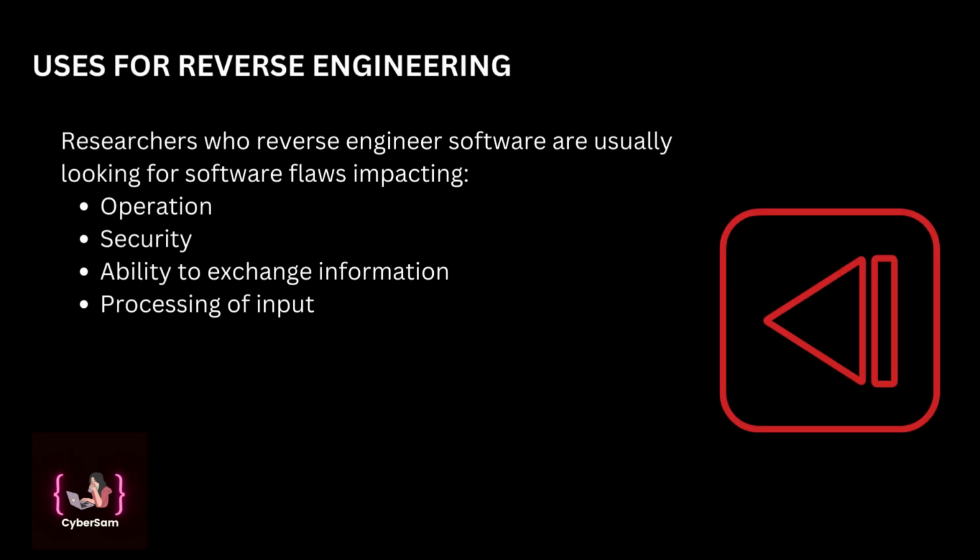The researchers who reverse engineer software are usually looking for bugs or flaws in the software that could impact their operation, their security, their ability to exchange information, or how they process data. Reverse engineering can also reveal accidental errors or intentional harmful code, such as a virus hidden in the software. And it can also reveal ways to repurpose the software for new uses.